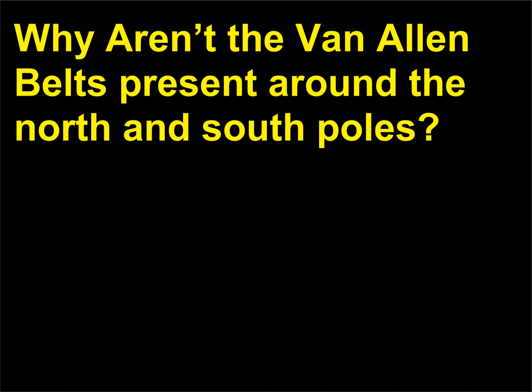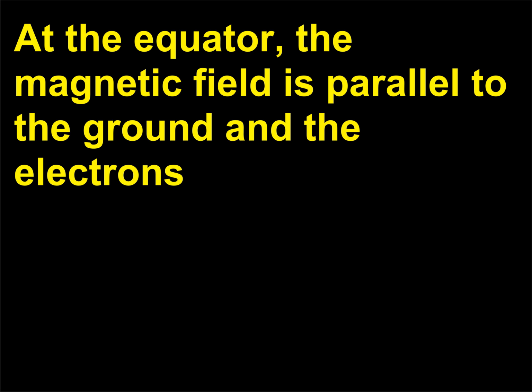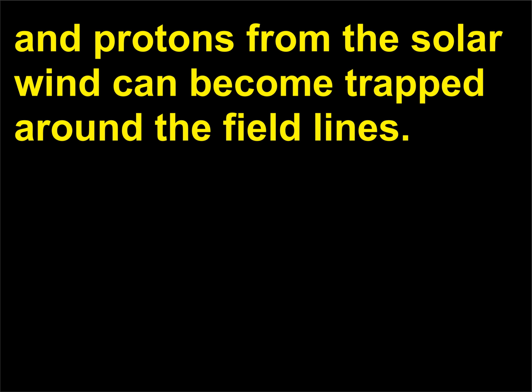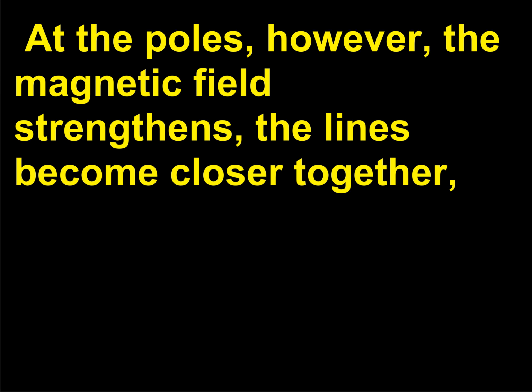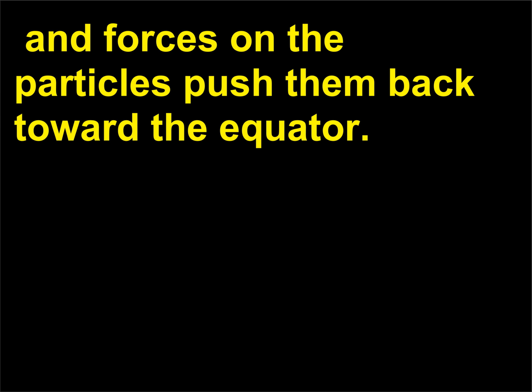Why aren't the Van Allen belts present around the North and South poles? At the equator, the magnetic field is parallel to the ground and the electrons and protons from the solar wind can become trapped around the field lines. At the poles, however, the magnetic field strengthens, the lines become closer together, and forces on the particles push them back toward the equator.